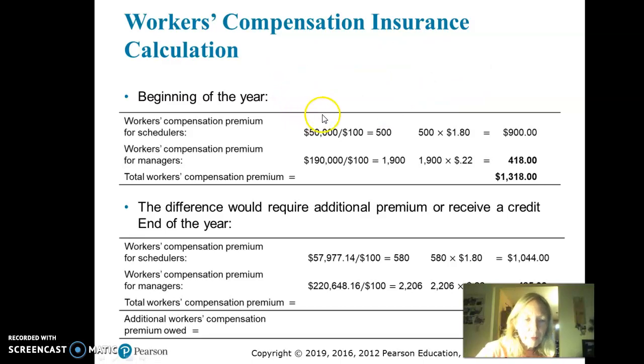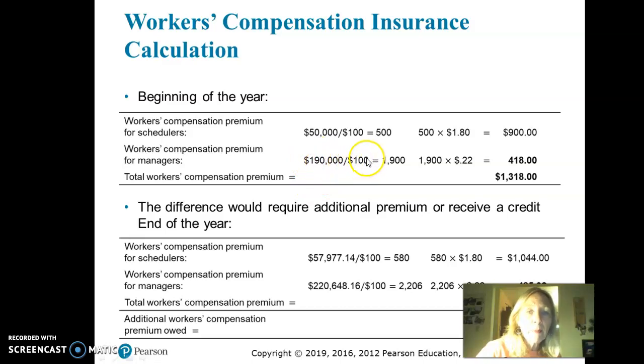So here's how we do it. Hopefully I'll make it through this. They say a lot about it, but there's very few homework problems on it. So basically in this example, they have two categories of employees: schedulers, people who schedule other people to work, and managers. So which do you think has a higher, more dangerous job? And neither one of them sound very dangerous. But what they do is basically you buy workman's comp in $100 increments. So you have to guess the gross pay at the beginning of the year, the gross pay you're going to pay your schedulers. So you estimate $50,000 for your schedulers and you estimate $190,000 for your managers.